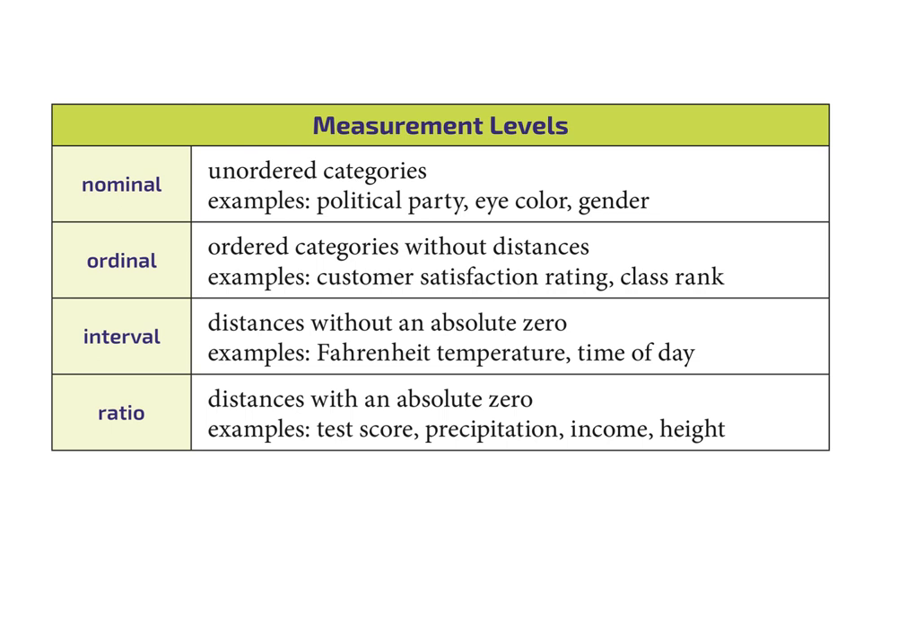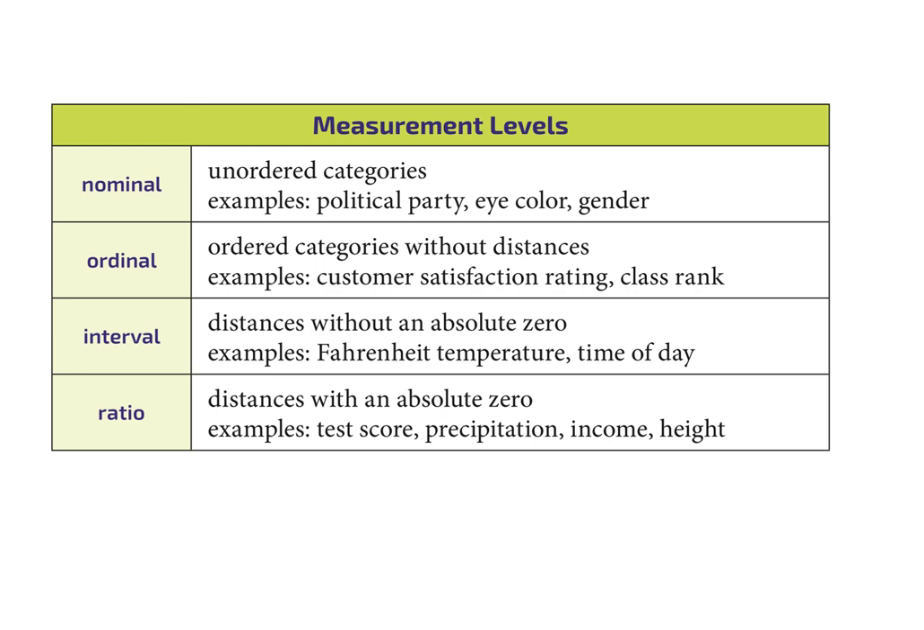Ratio: distances with an absolute zero. Examples: test scores, precipitation, income, height. All right, with a test score, you're not going to hopefully get a negative test score, right? There is a definite cutoff point where it starts. There's a starting point, and then it goes from there.